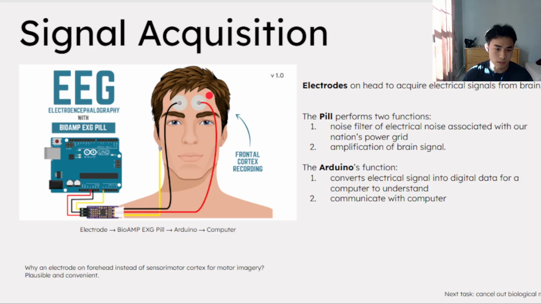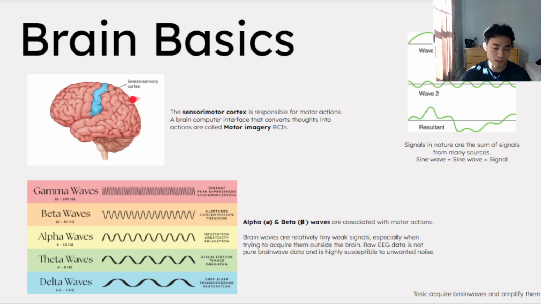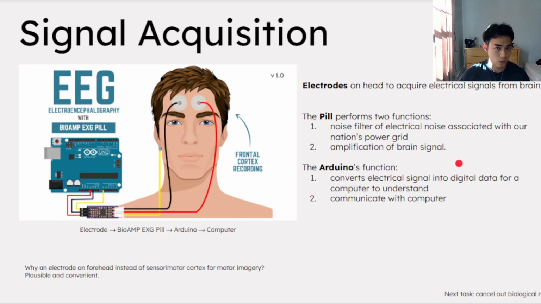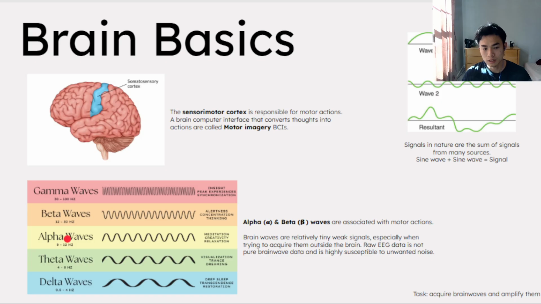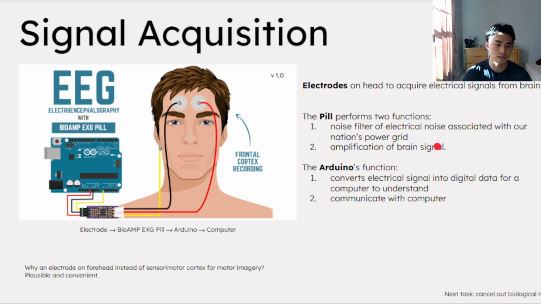That's an interesting choice because, as you remember, I just said the sensory motor cortex is where the beta and alpha brainwaves come from, but then we have an electrode on our forehead. Yeah, so nobody wants to go bald, and there has been literature supporting the idea of using electrodes on the forehead in order to get alpha and beta waves for motor imagery, and I'm glad that's possible. So for convenience, we're going to try to get motor imagery from our forehead. If that doesn't work, someone might go bald.